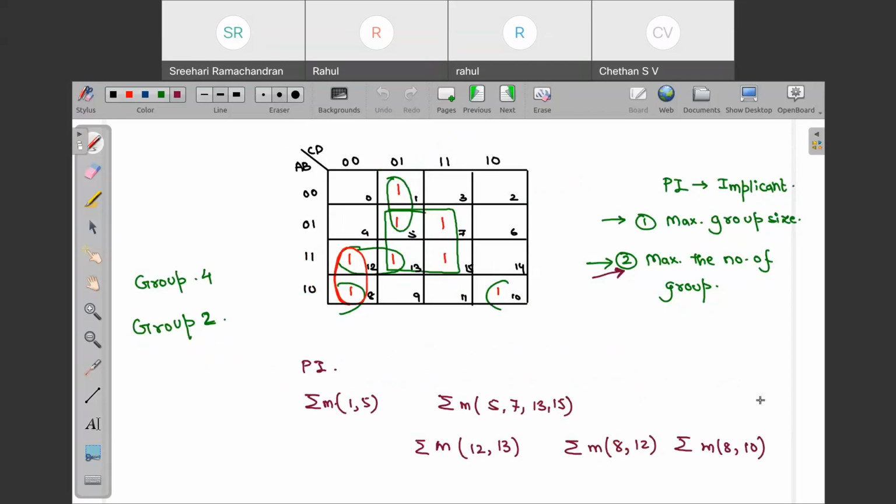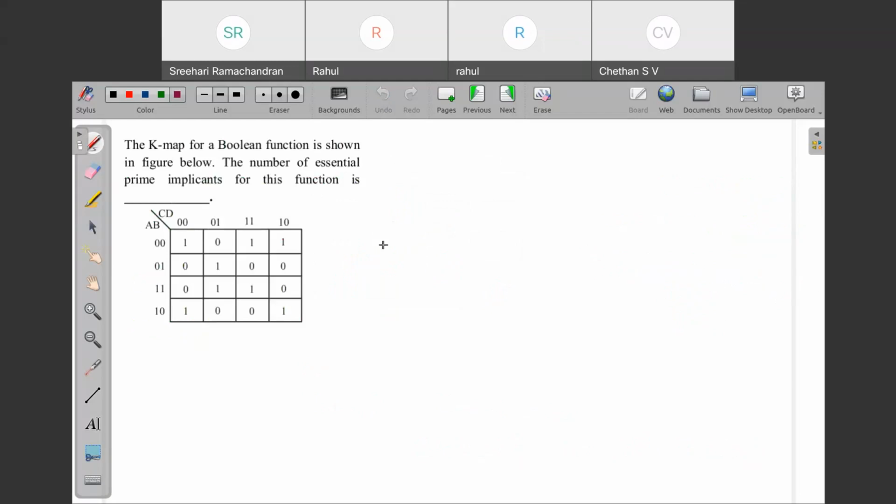So, sir, my doubt is that if we are not considering 12, 13 and just considering 12, 8. Okay, see, then you are violating the second condition: maximize the number of groups irrespective of requirement. So we should not check for redundancy? No, you shouldn't care about redundancy in prime implicants. See, just try to solve this question.